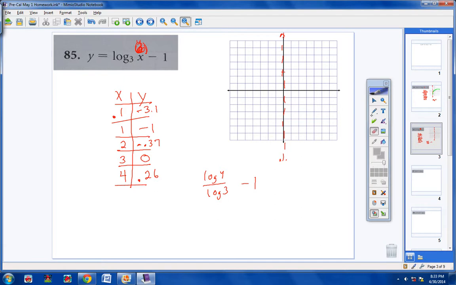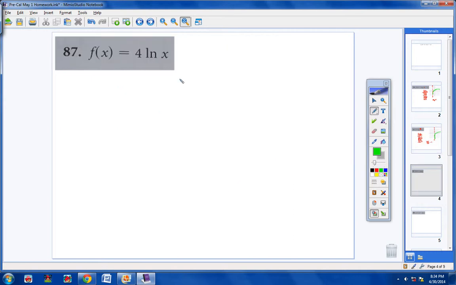All right, so here we go. Let's go ahead and do this. All right, 0.1 is -3.1. 1 is -1. 2 would be -0.37. 3 would be 0, and 4 would be 0.26. So again, you're kind of seeing the standard curve that we usually get for logarithmic and exponential functions. And there it is. All right, let's take a look at number 87.